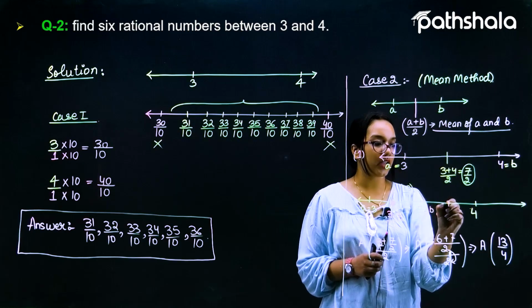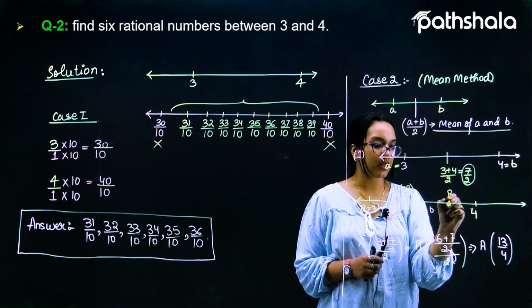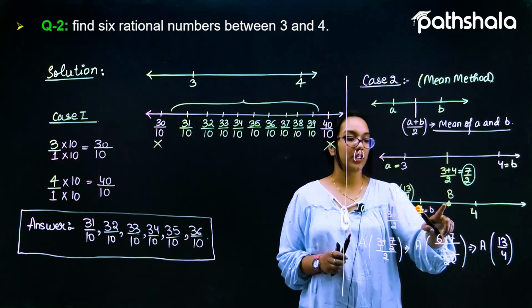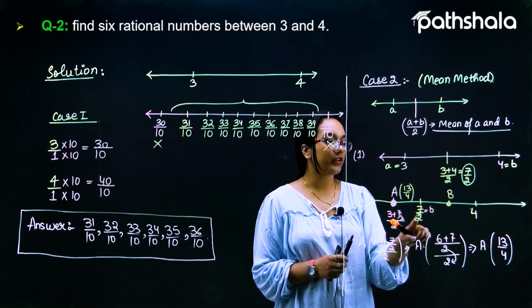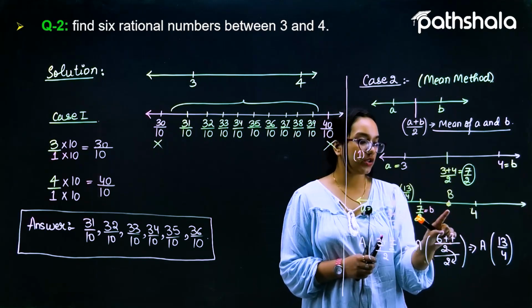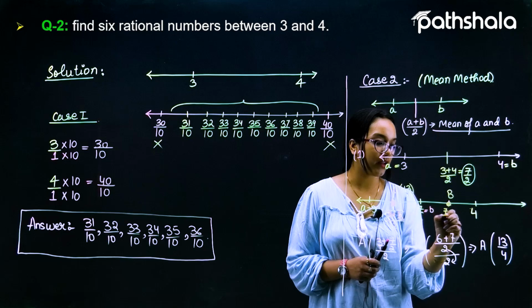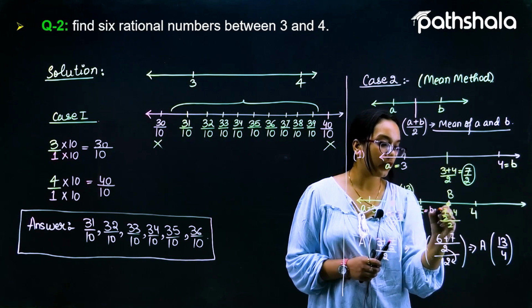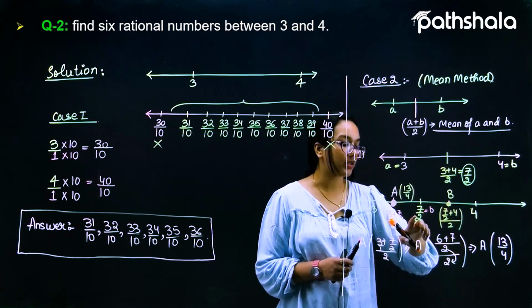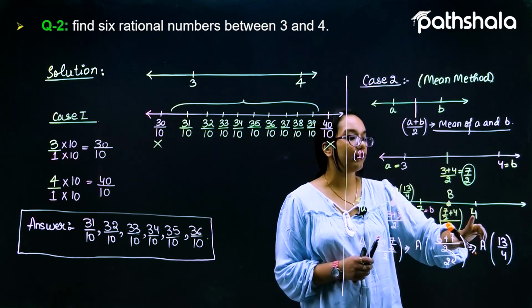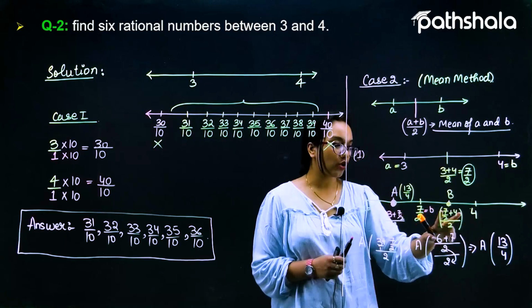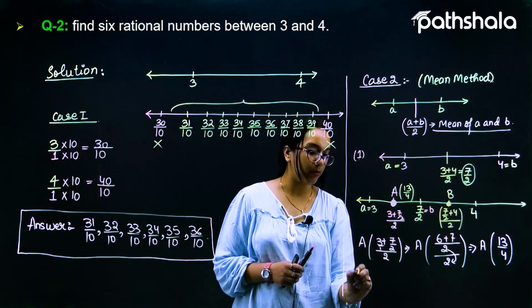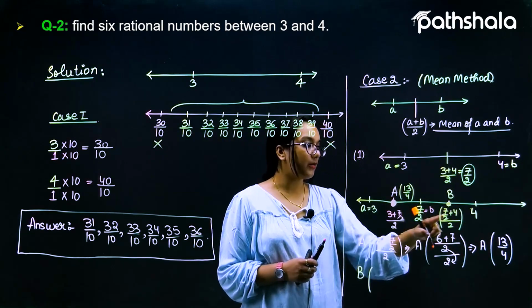Let us suppose I'm taking it as a number B. Again, this number will be nothing but the mean of the numbers 7 by 2 and 4. So this can be represented as 7 by 2 plus 4 divided by 2, because it is the mean of the 2 numbers, that is 7 by 2 and 4. So let us suppose I'm solving the B point. It is nothing but 7 by 2 plus 4.